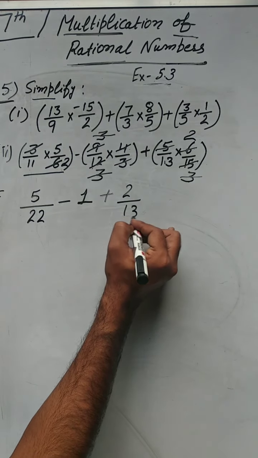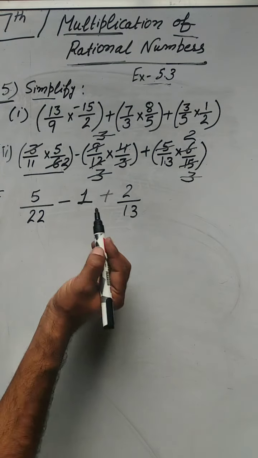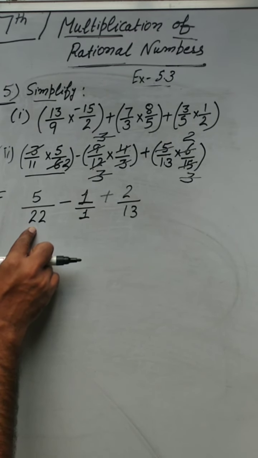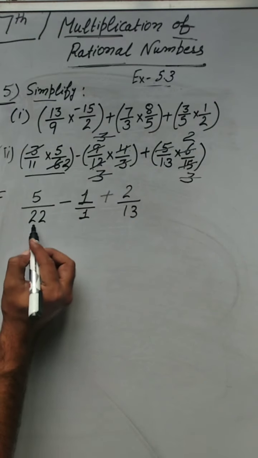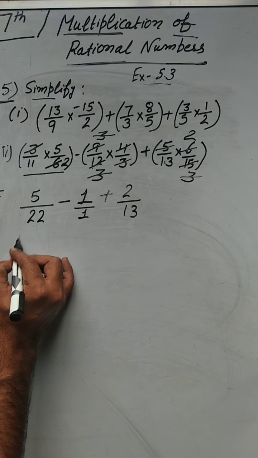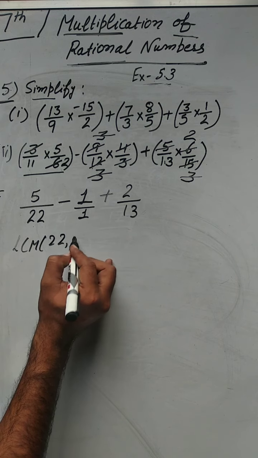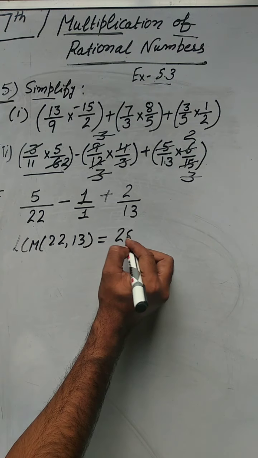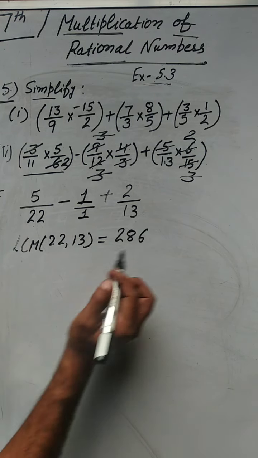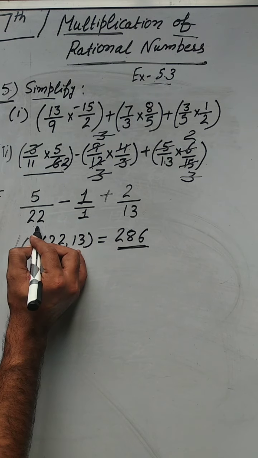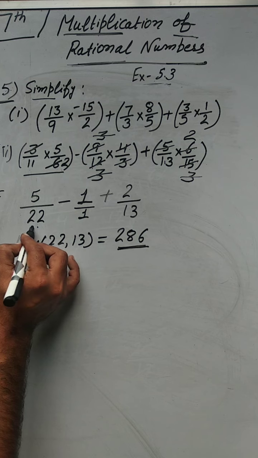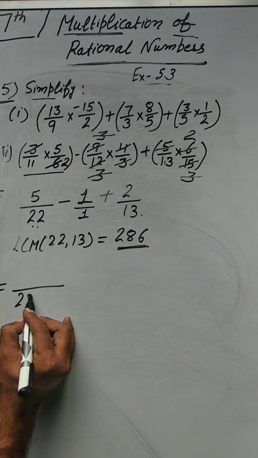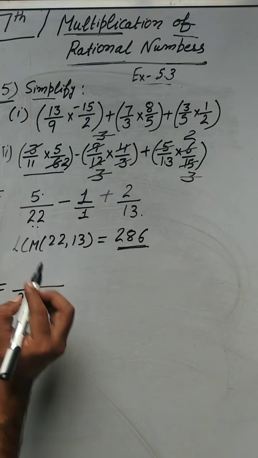So 2 upon 13. Now beta, for the simplification, we can take the denominator of 1 as 1. Now what are the denominators? 22, 1, 13. We check 22 and 13. Nothing is common. So the LCM of beta 22 and 13 will be 22 multiplied by 13. So LCM is 286. Clear beta? Now change every denominator into 286. How can I change 22 into 286? 22 multiplied by 13. And with the same number we multiply the numerator.